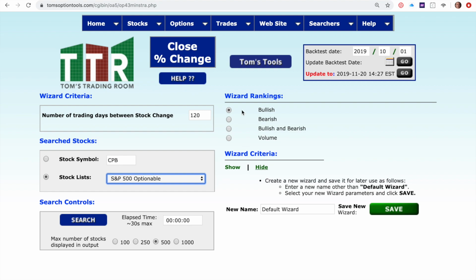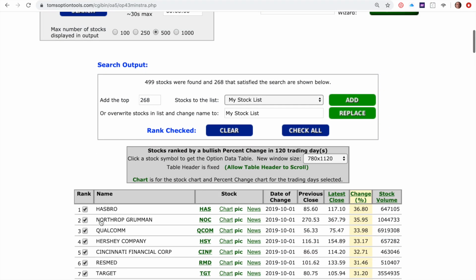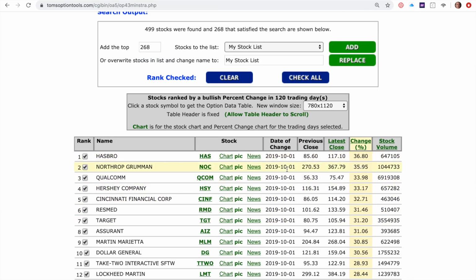So really all you do is come in, make sure you've got bullish selected, select S&P 500, don't mess around with any of the wizard criteria, hit your search button, and this is going to find the stocks that have moved up the most in the last 120 days. You can see the first one, Hasbro, has gone up 36.8% over the last 120 trading days. All of these are over 30. You can see here the top 9 or so are all over a 30% move up. Those stocks, especially because they're in the S&P 500, are more likely to keep on going.